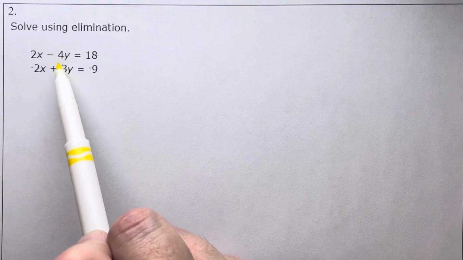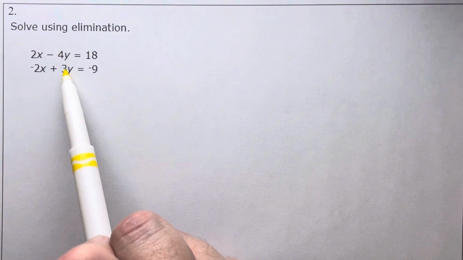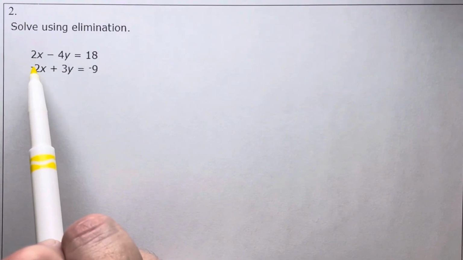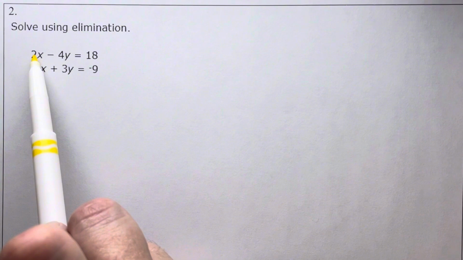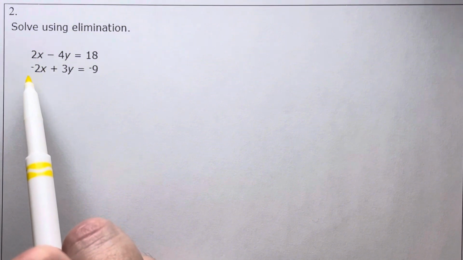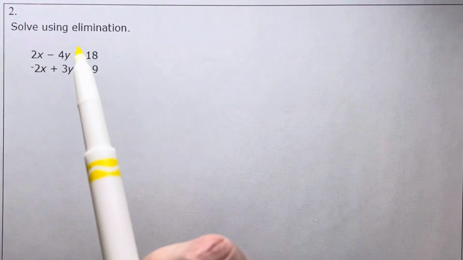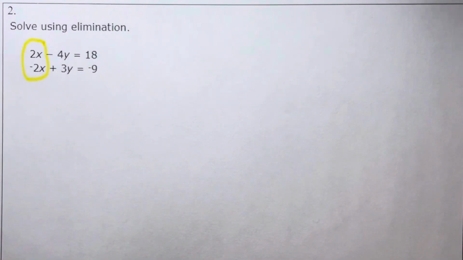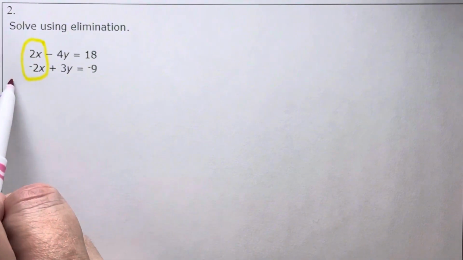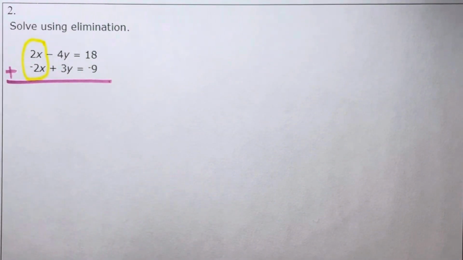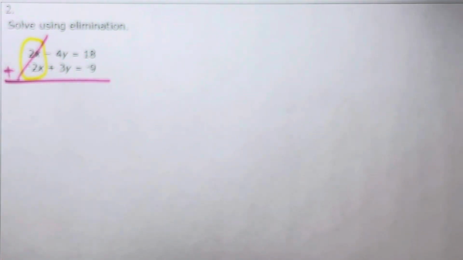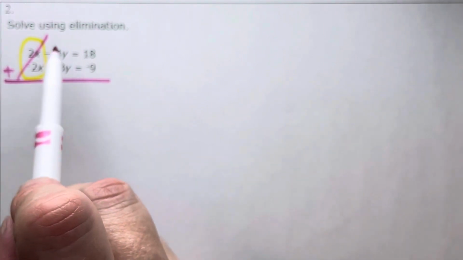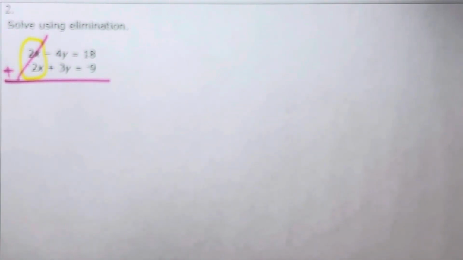Our y's are obviously different. I have a 4 and a 3. My x's, however, are both 2's, which is super, and the top one is positive while the bottom one is negative. This is exactly what we want. So these x's are going to help us out, because in step 3 we saw that when you add straight down, the x's will cancel out because 2 minus 2 is 0. They cancel out. And then we add the other column straight down also.